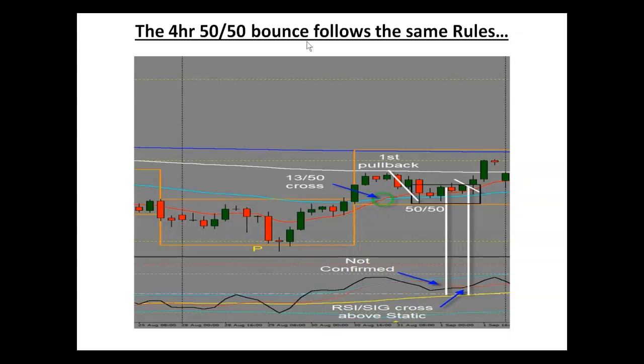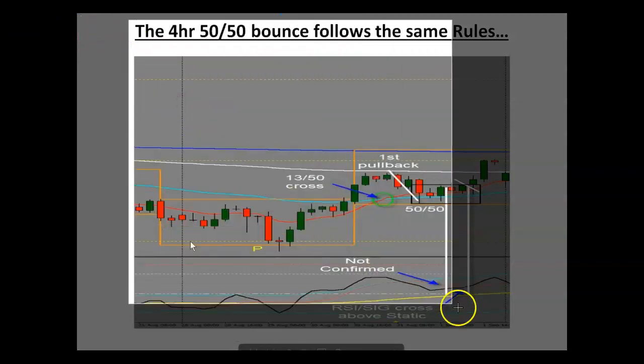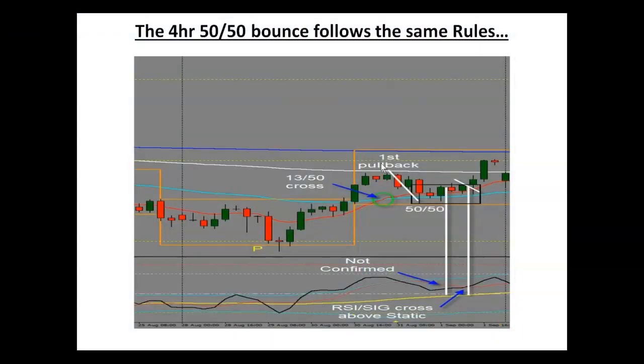Okay, just remember the 4-hour 50-50 bounce follows the same rules. I'm coming off this peak. I got a 1350 cross. This is my first pullback. It bounces off the water.